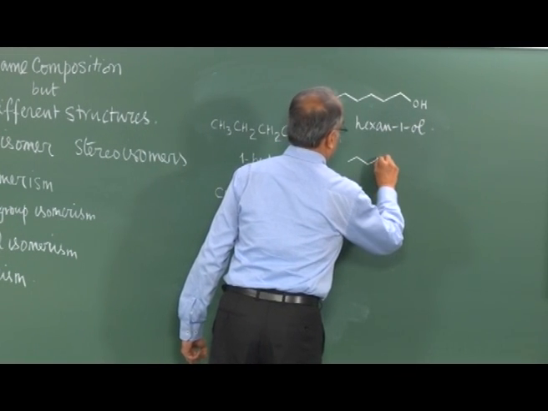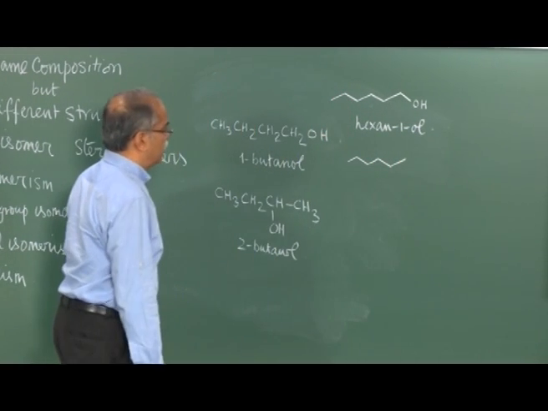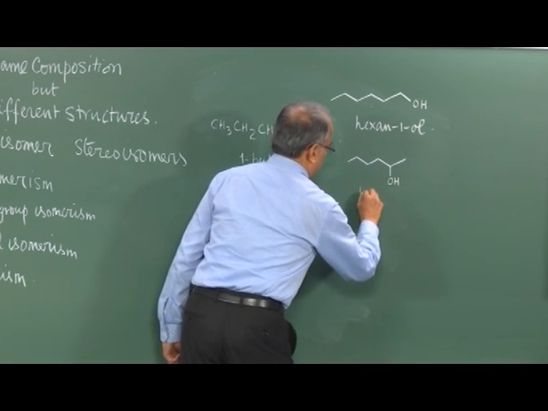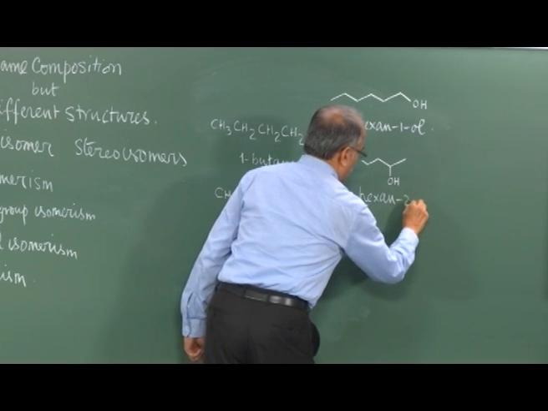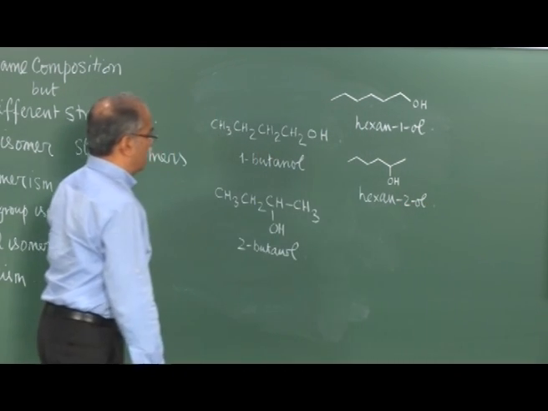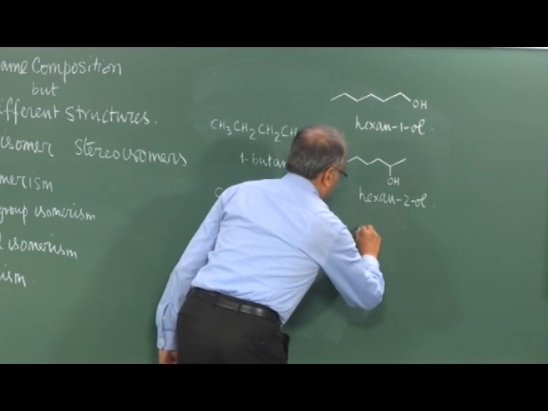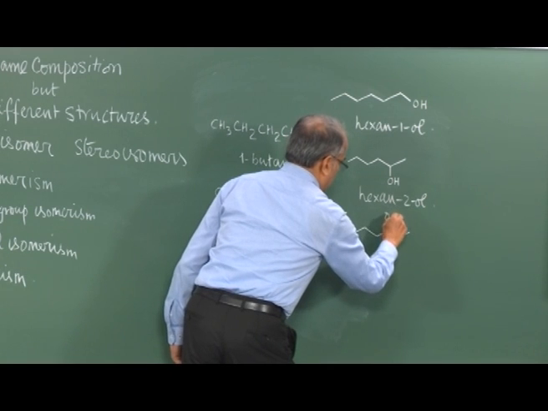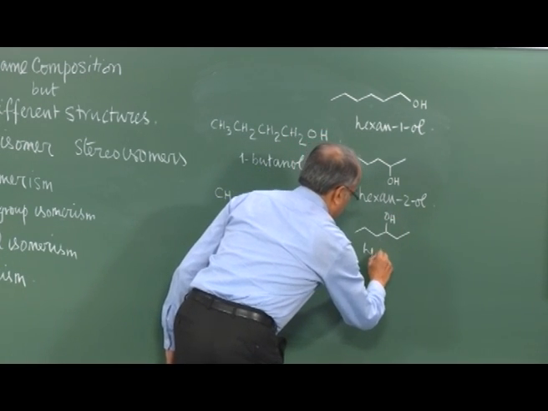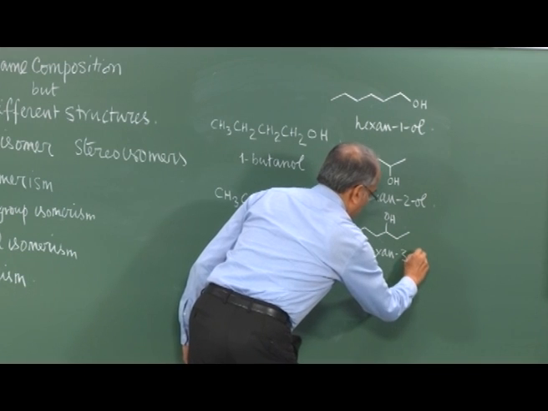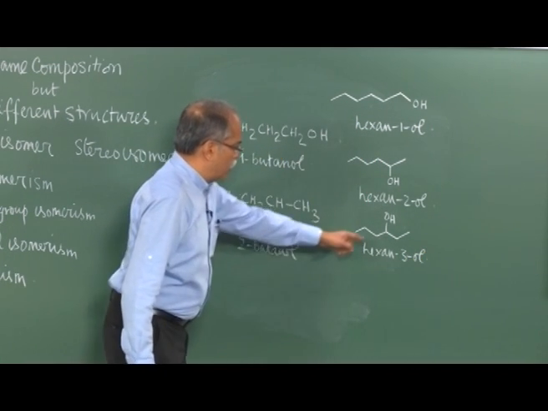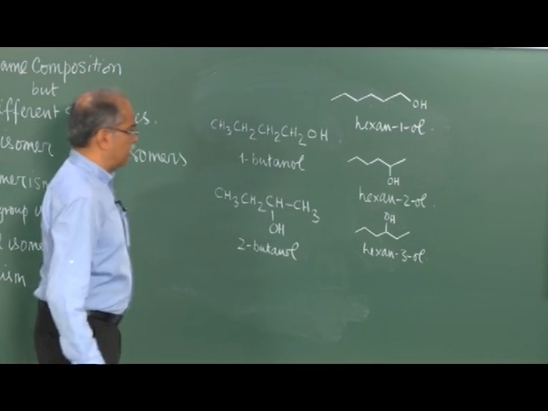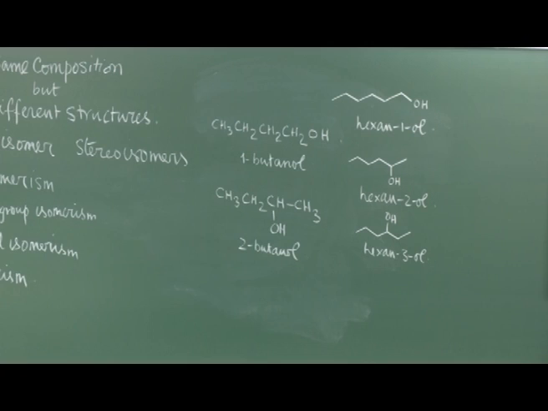You can write the basic skeleton of hexane once again. You can put the hydroxy functional group in the 2 position. So, this would be hexane 2-ol. Then you can have the hexane chain written like this, with the functional group in the 3rd position. This would be hexane 3-ol. If you move it once more, that again becomes hexane 3-ol only, because the numbering would start from this side. So, that would correspond to hexane 3-ol.